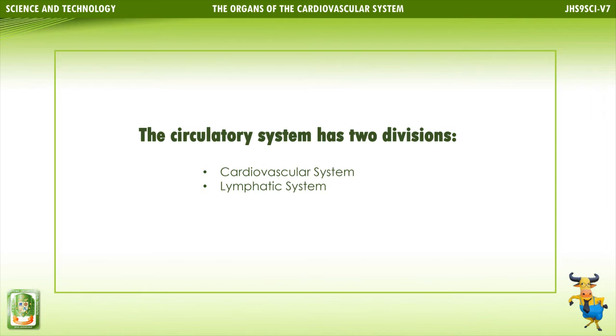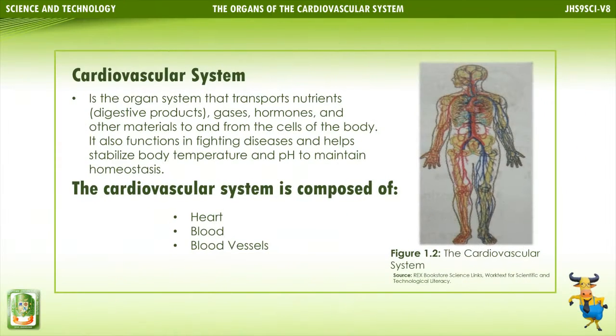The circulatory system has two divisions, the cardiovascular system and the lymphatic system. The cardiovascular system is the organ system that transports nutrients, gases, hormones, and other materials to and from the cells of the body. It also functions in fighting diseases and helps stabilize body temperature and pH to maintain homeostasis. The cardiovascular system is composed of three parts: the heart, the blood, and the blood vessels.